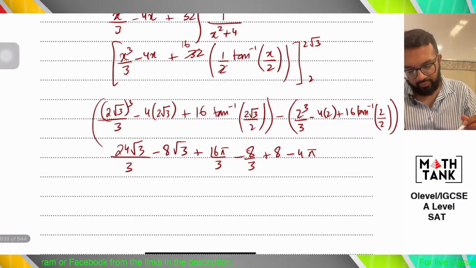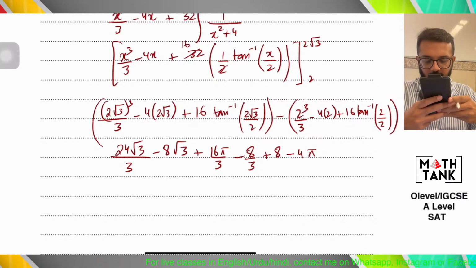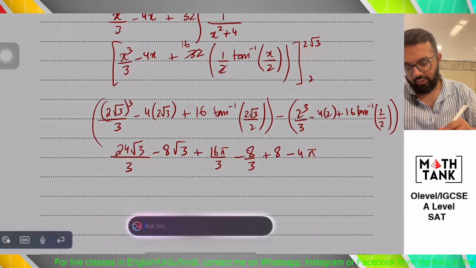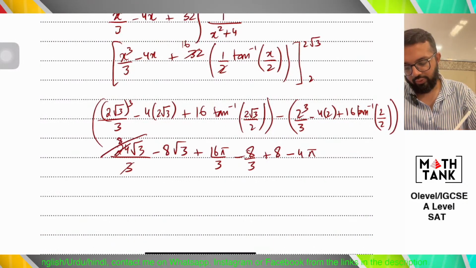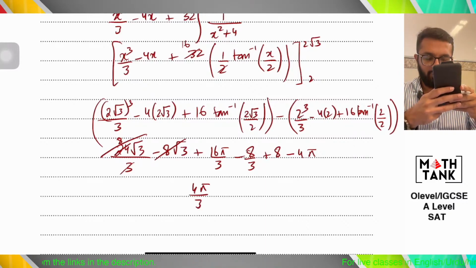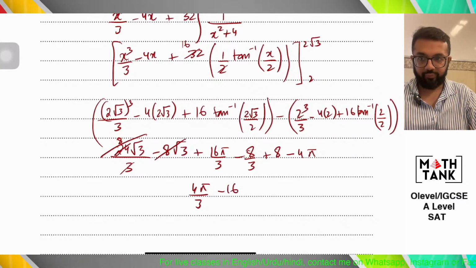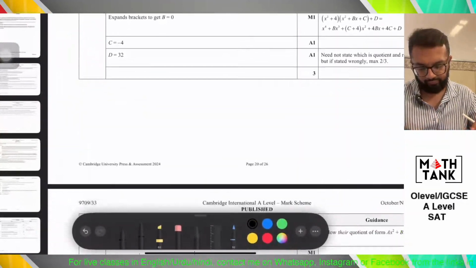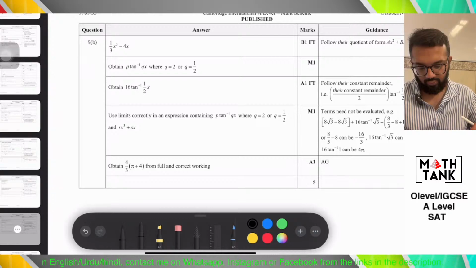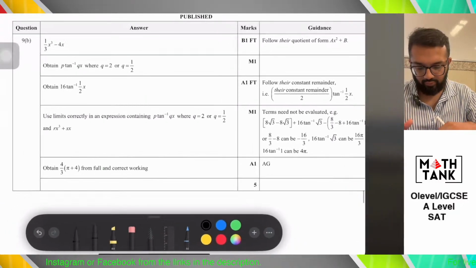Okay, let's subtract all of this. 24 root 3 over 3 is 8 root 3, right? So this cancels out with that. So it's 4 pi over 3 and 8 minus 8 over 3, 16 over 3, and 4 pi over 3.